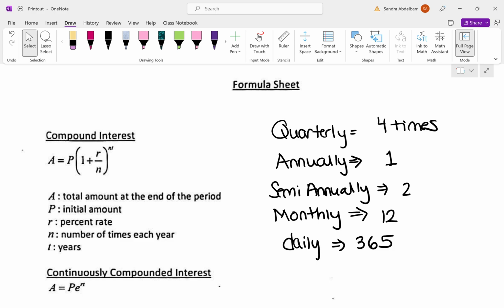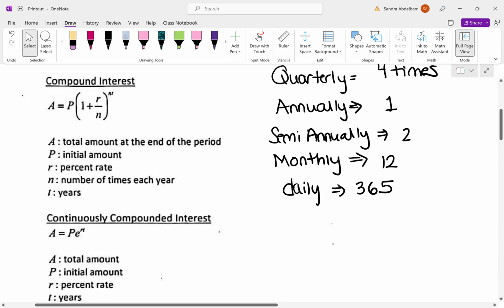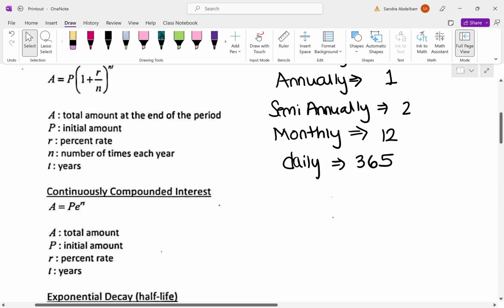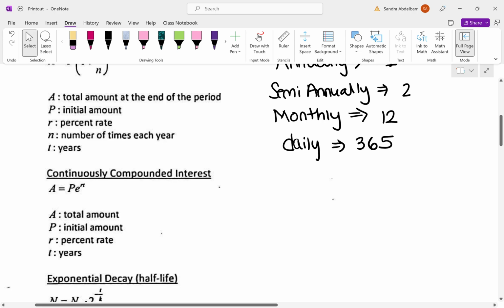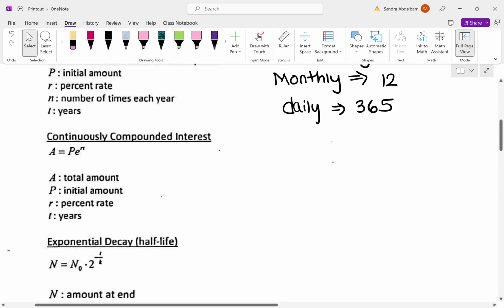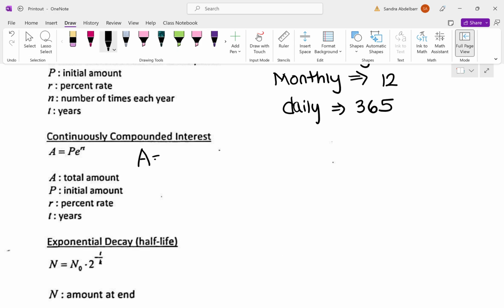Okay, the next one is continuously compounded. And like I said, it will be very obvious in the word problems which formula to use because it will say continuously compounded. So for this, again, A represents the total amount at the end. P is our principal amount, whatever we started off with. E is E. And then that exponent is RT. So this is A equals P E to the RT. R is the rate, T is the time.